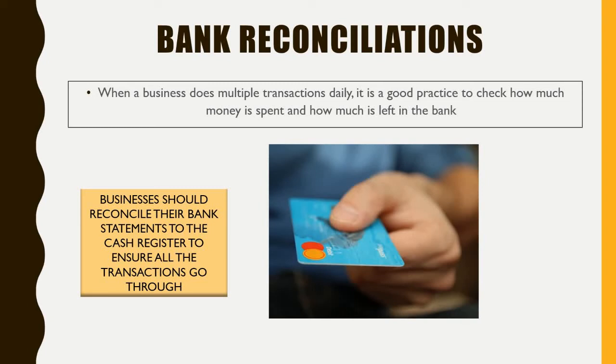So the best rule of thumb here is that we need to ensure that when we do our transactions, our money is going through, and that if we write a check, the person received it and cashed it out, and so on. We need to keep a really good track record of our accounts, especially our bank account. Okay.